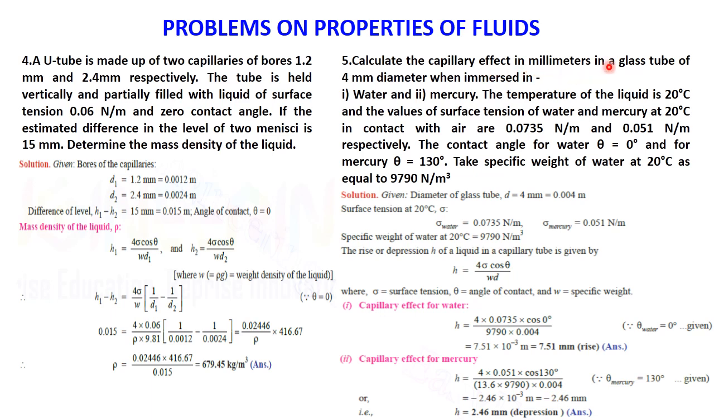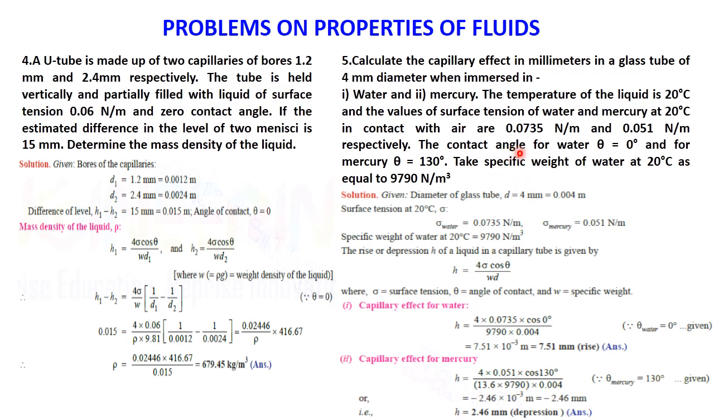Calculate the capillary effect in millimeters in a glass tube of 4 mm diameter when immersed in, first, water and second, mercury. The temperature of the liquid is 20 degrees Celsius and the values of surface tension of water and mercury at 20 degrees Celsius in contact with air are 0.0735 Newton per meter and 0.51 Newton per meter respectively.